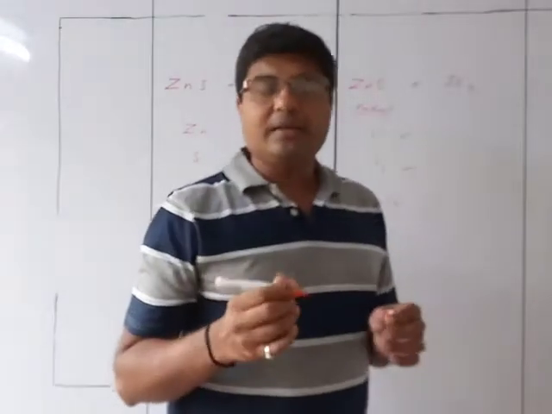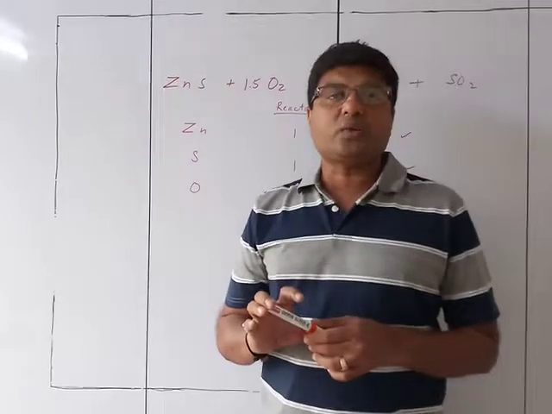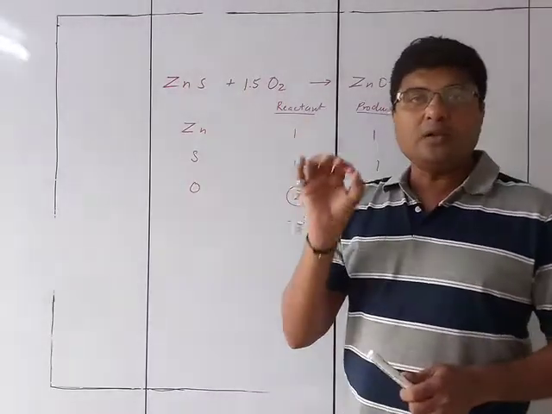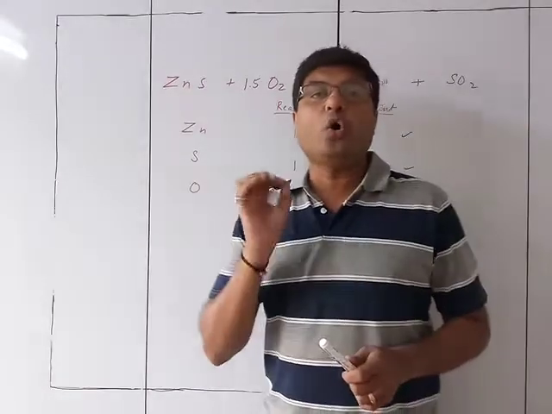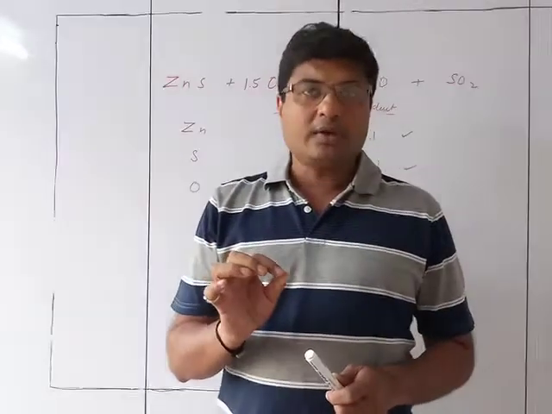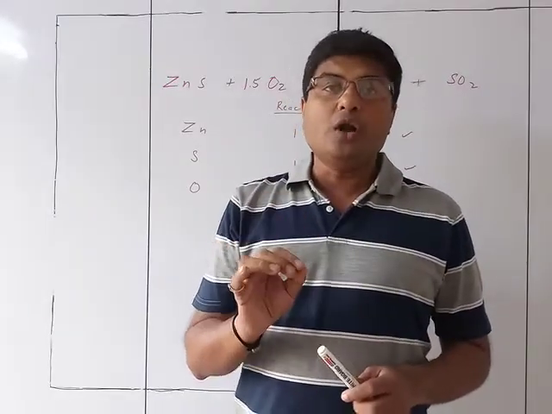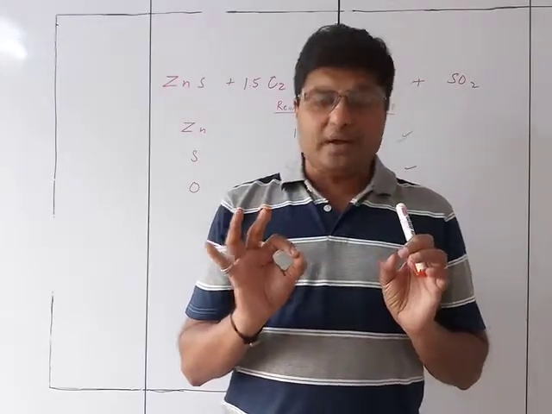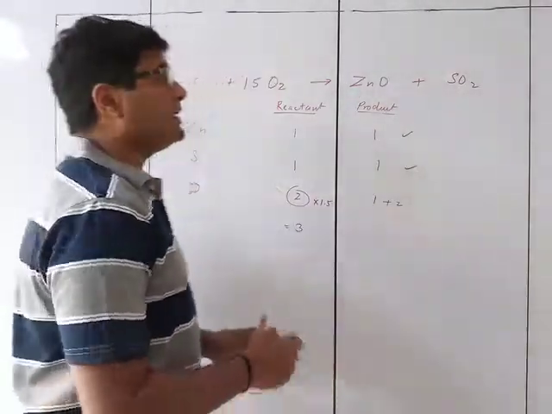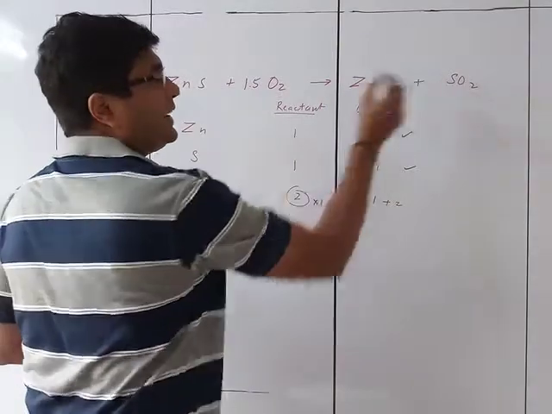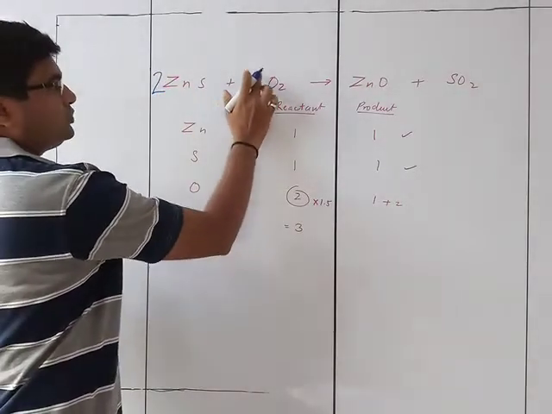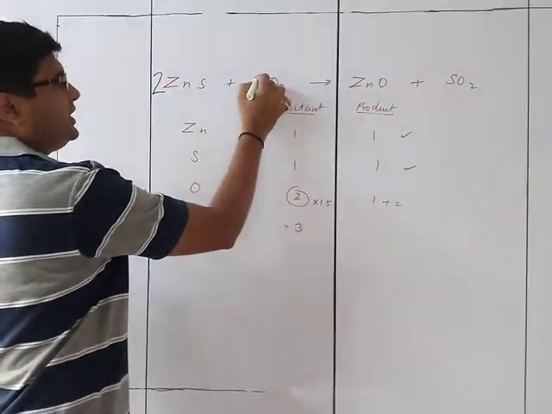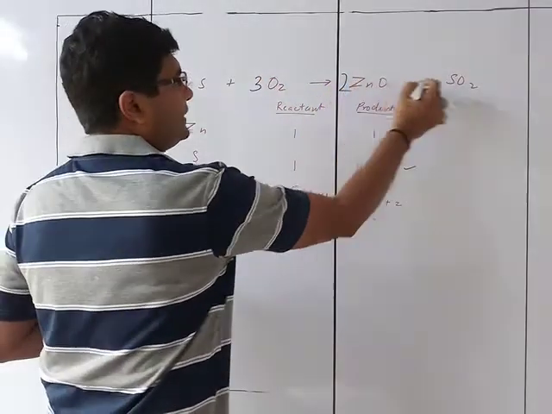But we know very well that we cannot balance an equation by putting a decimal value. The balancing will always be with whole numbers. So it's a simple way now. What we'll do is multiply each and every one by 2. So this becomes 2ZnS and this 1.5 into 2 will be 3. This is 2 and this is 2.